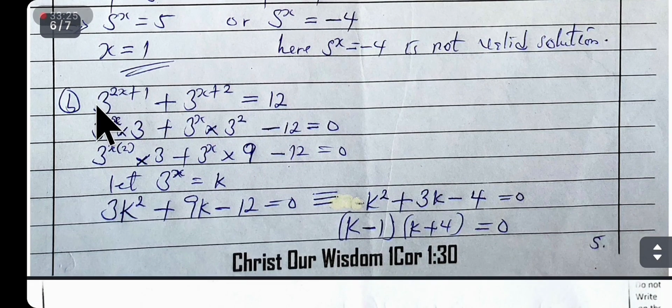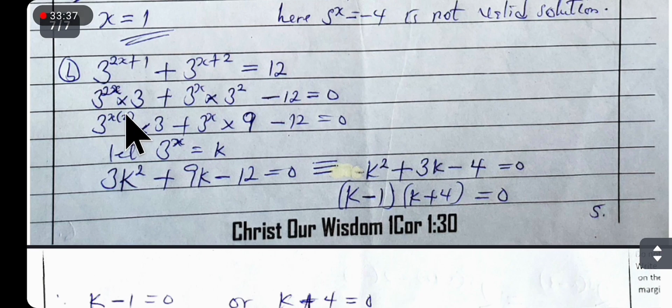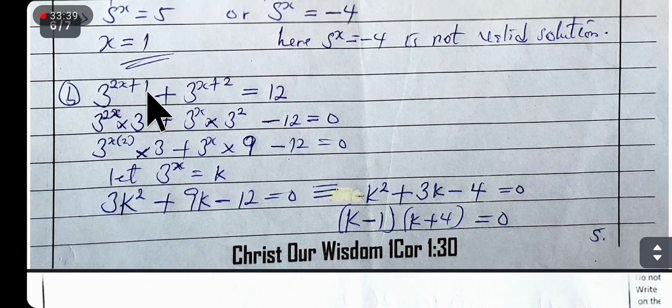Second example, another example again: 3 raised to power 2x plus 1 plus 3 raised to power x plus 2 equals 12. Okay, so what you have here, you discover that from the product law, something happened here. This thing is merged. According to the product law, you can split them.